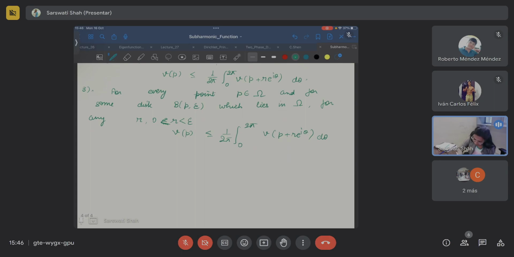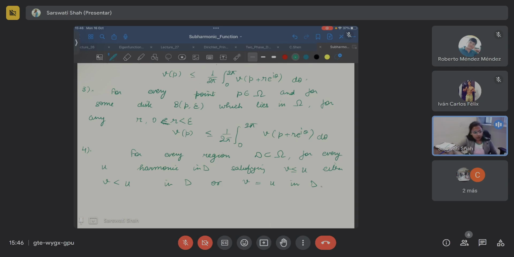And the fourth point is that for every region D contained in omega, and for every U harmonic in D satisfying V is less than or equal to U, either V will be strictly less than U in D or V is equal to U in D.